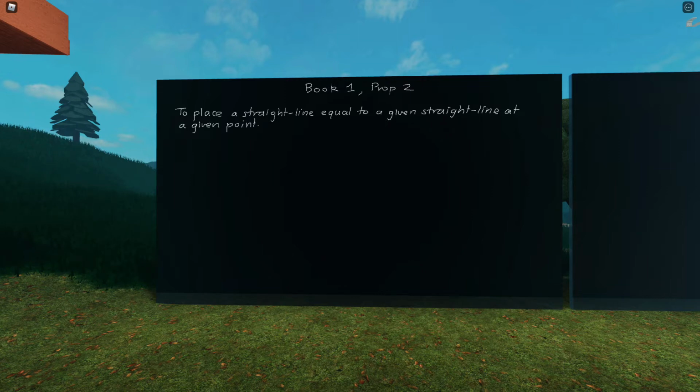So the idea here is the following. Let A be a given point, say here, and BC a given straight line.